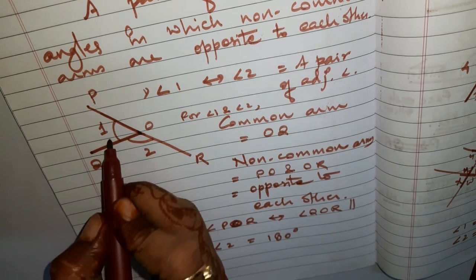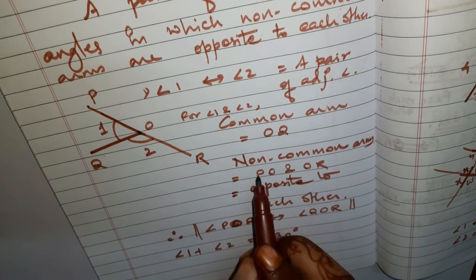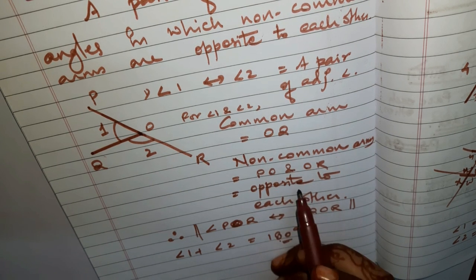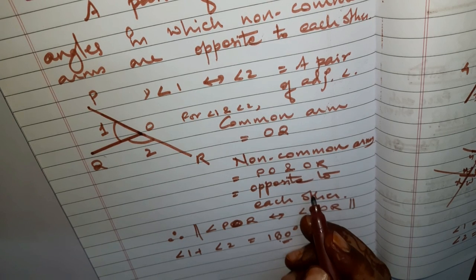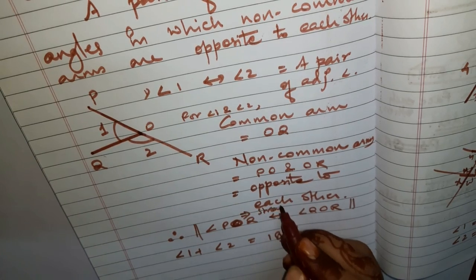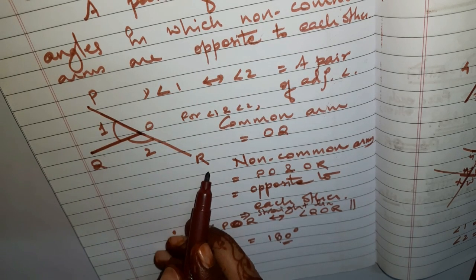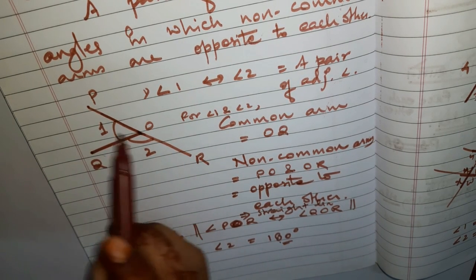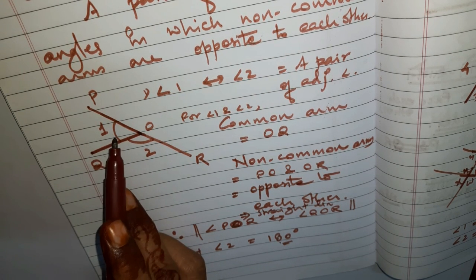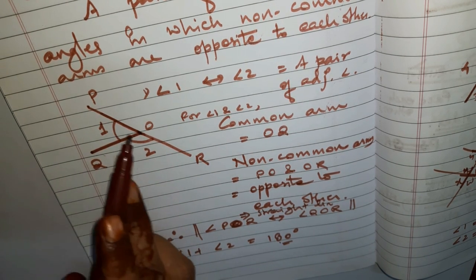Okay, what we are getting? Angle 1 plus angle 2. Why do we get 180 degrees? It is all because when the non-common arms are opposite to each other, definitely it is going to create a straight line. This will give you a straight line. Okay, isn't it? POR becomes a straight line, and that is why this pair of angles is known as linear pair. Why linear? Because of the formation of a straight line.